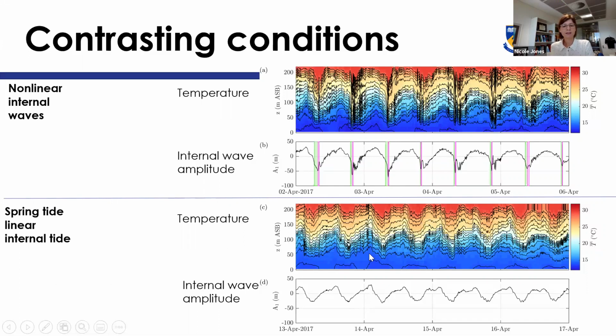And in contrast, at the end of the record, which we're going to call our spring tide more linear period, we can see that the internal tides don't have these very strong high frequency events occurring. Instead, there are some fluctuations, but it's a much more linear process, and that's also reflected in this amplitude, which is a summary of the thermistor data above.